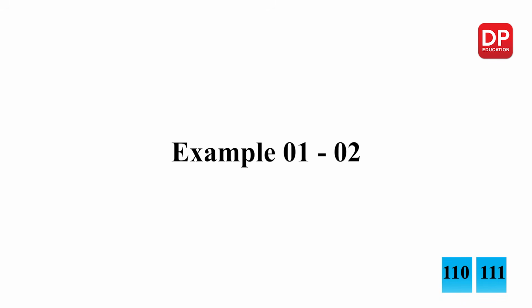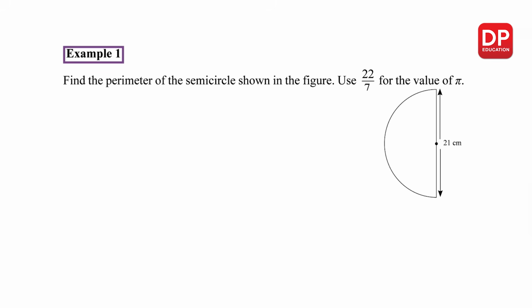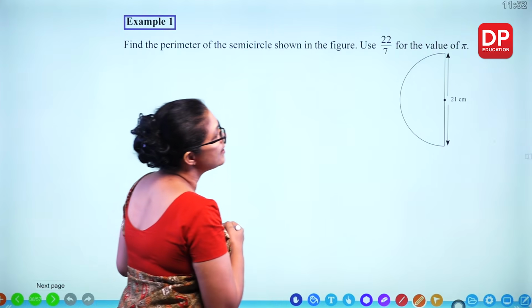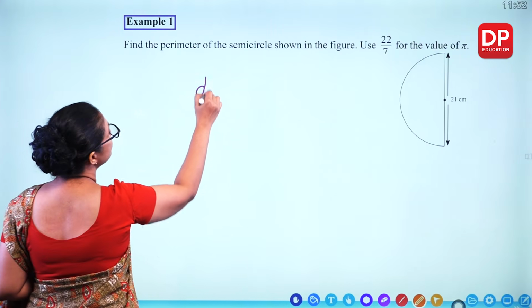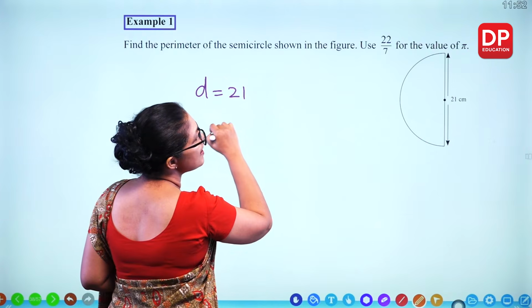Example number 1. Find the perimeter of the semicircle shown in the figure. Use 22 over 7 for the value of pi. Diameter is given, 21 centimeters.